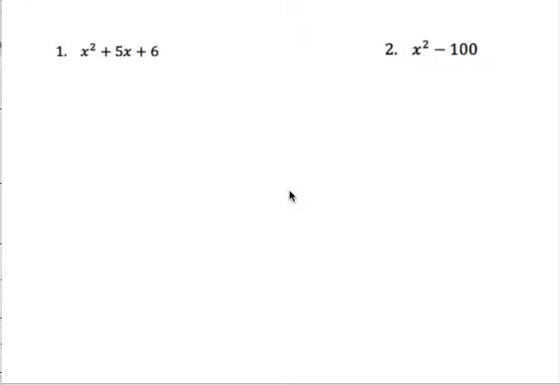So the first thing you want to do when you look at any of these problems is make sure that there isn't a greatest common factor you can take out. Well, between 1, 5, and 6, there isn't. So I can immediately go into setting up my x. Okay? So I'm going to go ahead and do that.